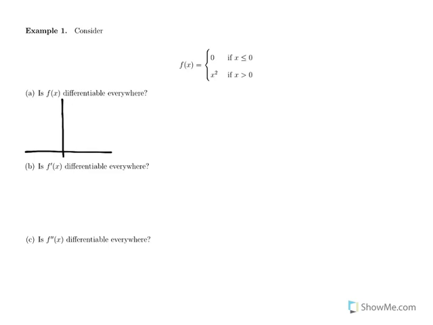So this function is going to be 0, the constant function 0, when x is less than or equal to 0, and it's going to be x squared when x is greater than 0. So note that this function is continuous everywhere. For a piecewise function, we need that each piece is continuous and they have to match up at the right point. And in this case, it does match up.